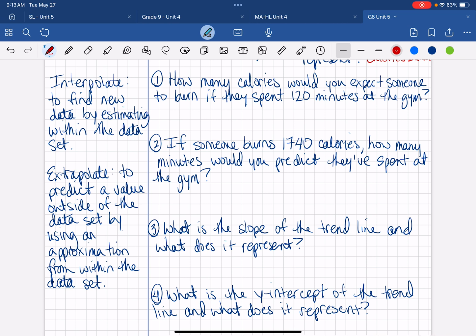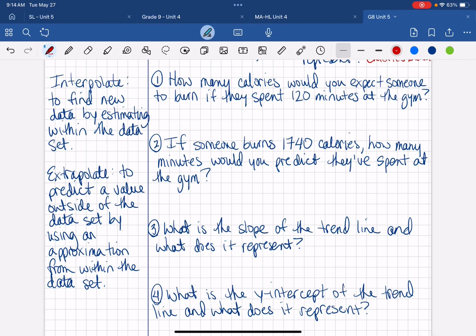Interpolate means that you're finding an approximation for a value based off of your trend line within the data set. Extrapolate means to predict a value outside of the data set by using an approximation from within the data set. What you do to extrapolate is you use the line of best fit or the trend line to predict what could happen outside of the data set. Now, mathematically, extrapolate is something that we don't believe to be true because we are predicting something that we don't have data to support in that specific area. But we can say this could happen based on previous data. This is what could happen.